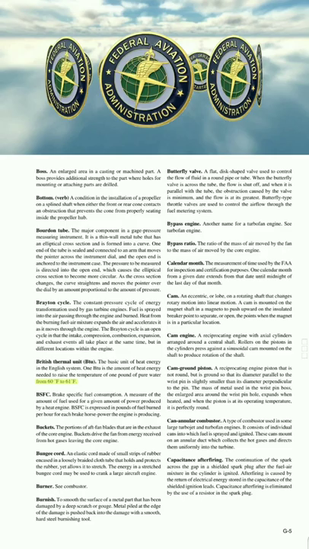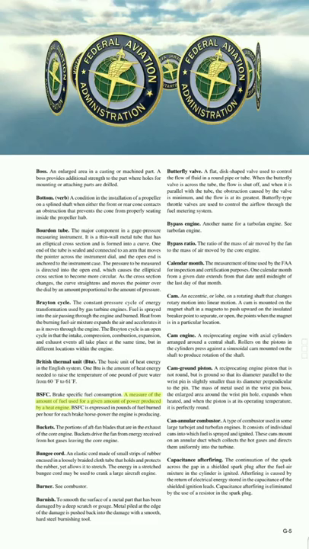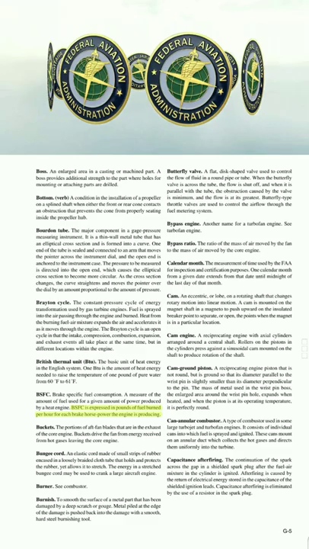BSFC. Brake-specific fuel consumption. A measure of the amount of fuel used for a given amount of power produced by a heat engine. BSFC is expressed in pounds of fuel burned per hour for each brake horsepower the engine is producing.